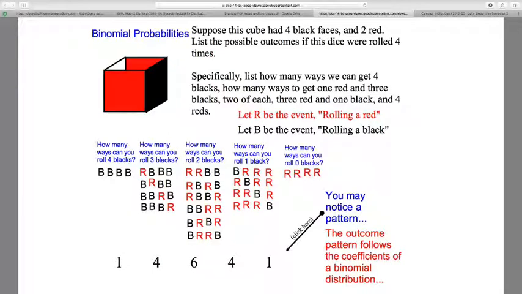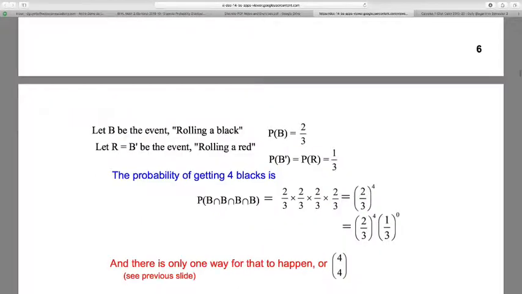Anyway, moving on. So we understand then that if we wanted to say, for example, what's the probability in 4 rolls of getting 2 reds and 2 blacks, we have to appreciate the fact that that could happen in 6 different ways. And then we have to consider the probability of each of these different ways. And so there's a way to generalize that, and we'll observe that in a minute here. Let's take a look.